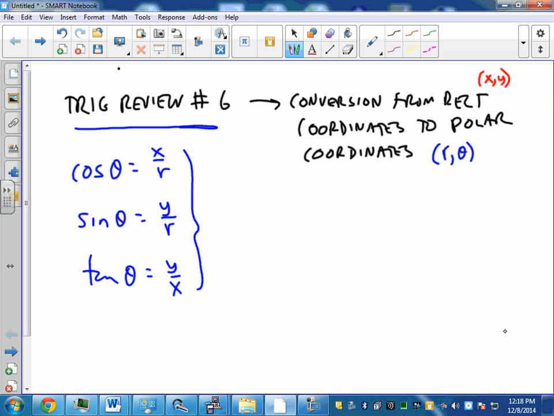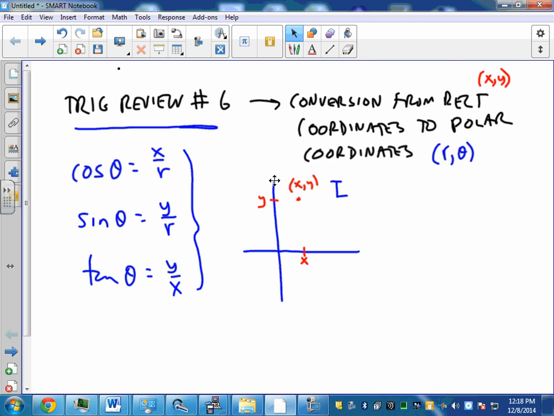Let's consider theta in the first quadrant, quadrant 1, and we have our ordered pair x, y, and this does not have to be on the unit circle. This is the x value here, this is the y value here, and our angle is in standard position. There's theta.